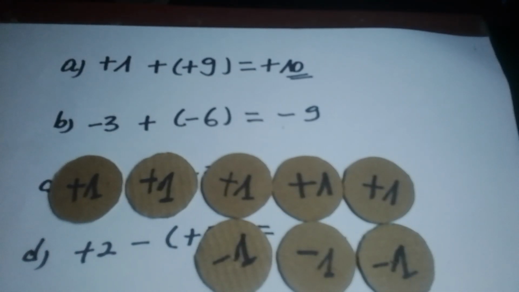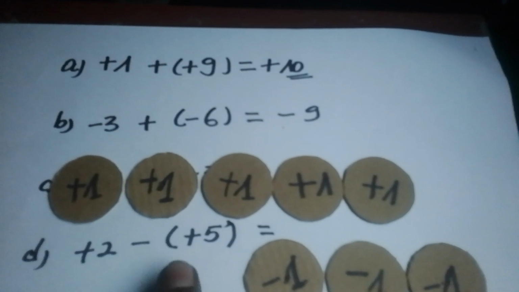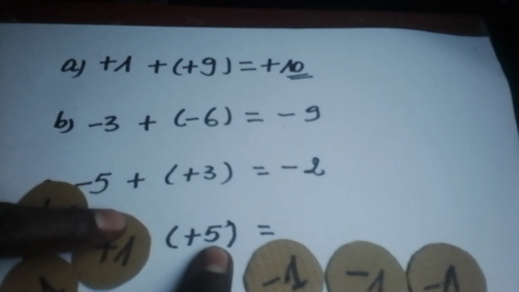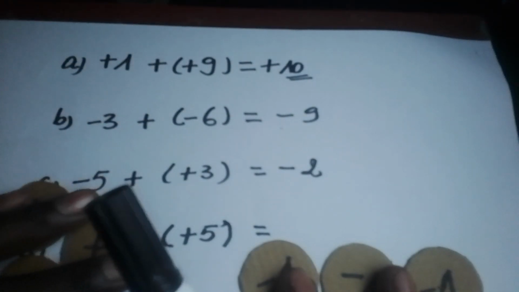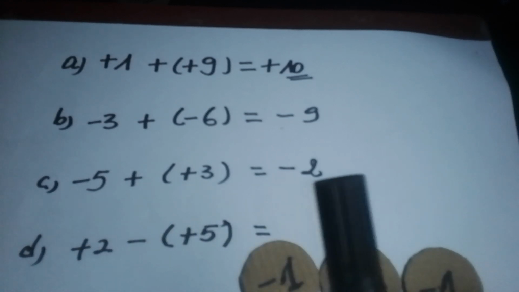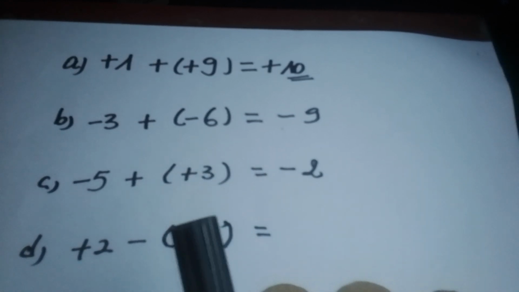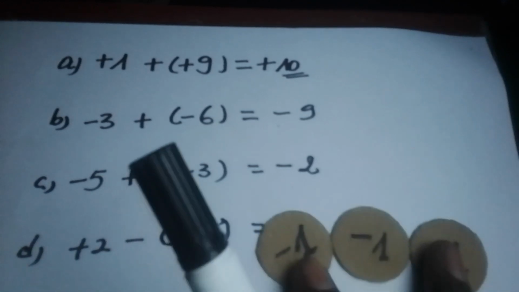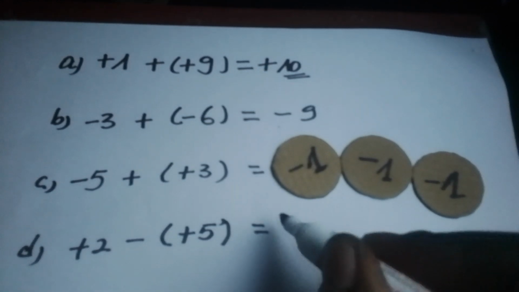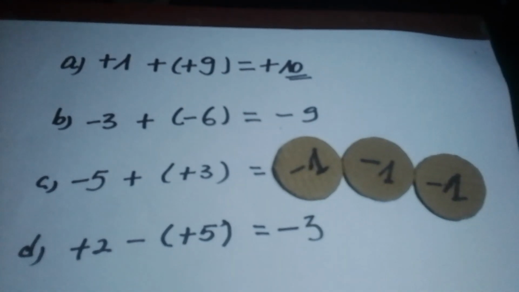Now, this is very interesting. Now, it is possible to take away 5 positive counters: 1, 2, 3, 4, and 5. We can remove 5 positive counters, and we are left with 3 counters with negative value. So the answer here is negative 3.